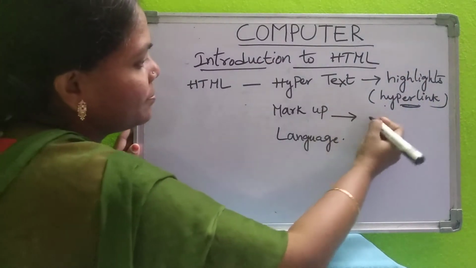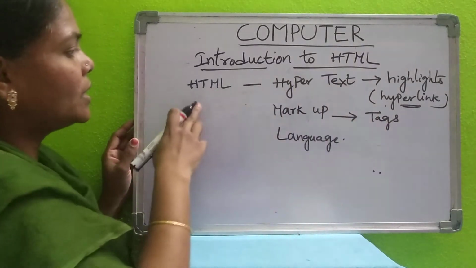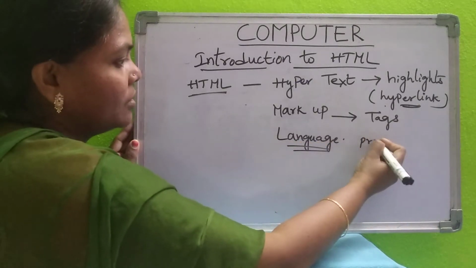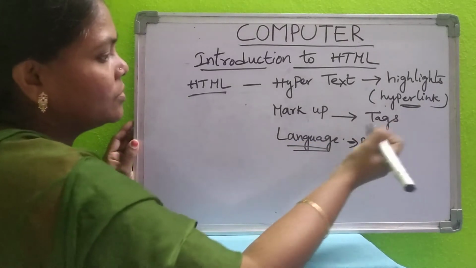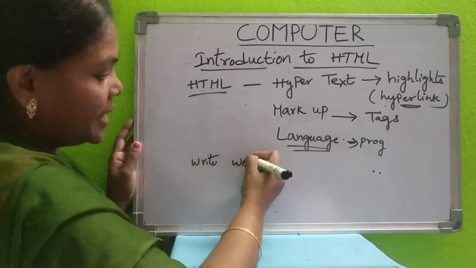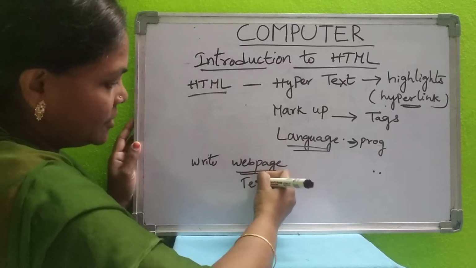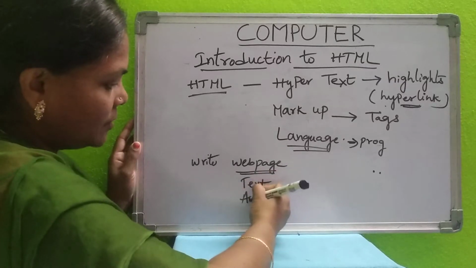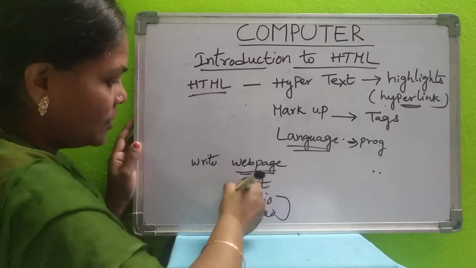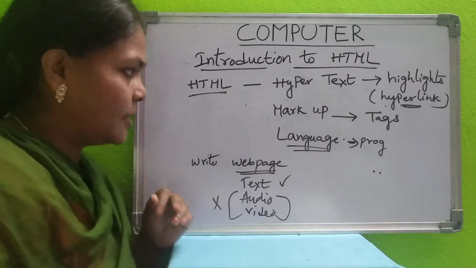Next, markup means it uses different tags. Using the tags only, we will write the HTML program. So it is a programming language which is used to write web pages in a website. In this web page, it can contain any text information you can write, or you can give any audio files, or you can insert any video files. About this audio and video, we don't learn now. Only about text we will learn in this lesson.